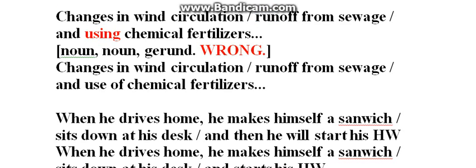How do we make it correct? Well, we look over here. Changes in wind circulation, runoff from sewage, and use of chemical fertilizers. So we have noun, noun, noun. That's correct. It's parallel now. Remember that. On the exam, whenever you see a list or a collection of stuff, the stuff has to be noun, noun, noun, or gerund, gerund, gerund. You can never have noun, gerund, noun, or any combination that's not parallel. Let's look at another example.